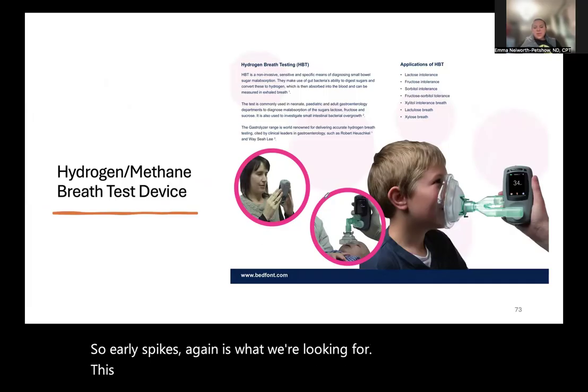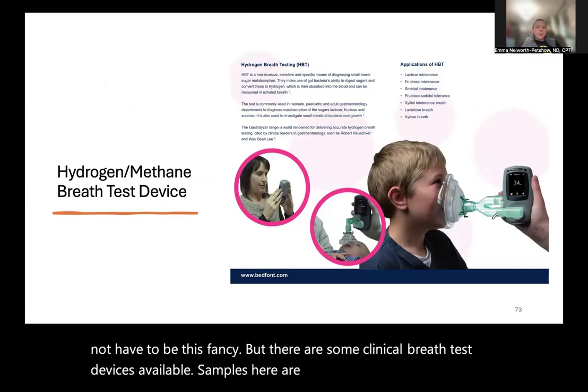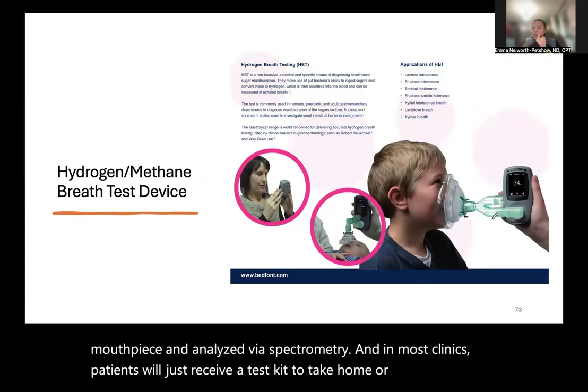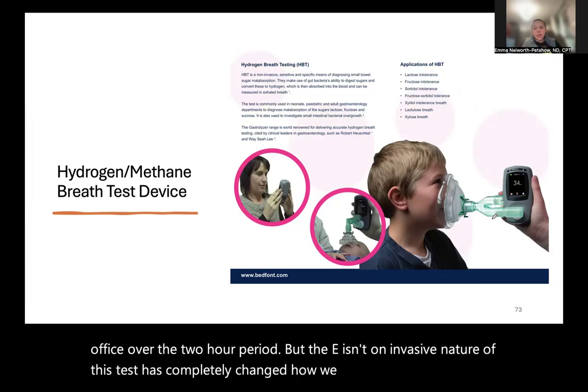This is an example of a breath test device you can use, but it does not have to be this fancy. There are some clinical breath test devices available. Samples here are collected through the mouthpiece and analyzed via spectrometry. In most clinics, patients will just receive a test kit to take home or to complete in office over the 2 hour period. But the ease and non-invasive nature of this test has completely changed how we evaluate functional GI disorders.